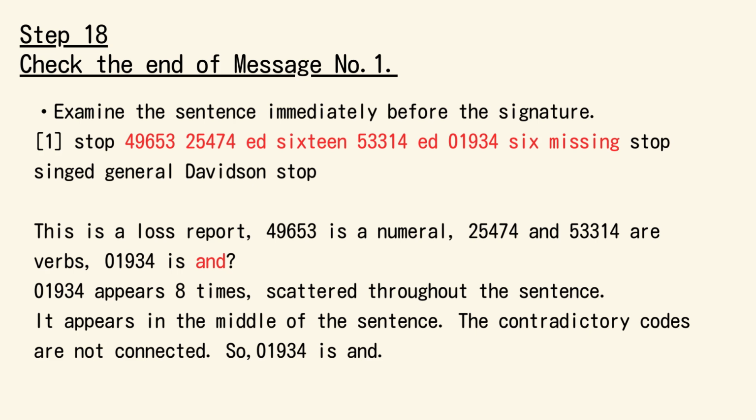Step 18. Check the end of message number 1. Examine the sentence immediately before the signature. This is a loss report. 49653 is a numeral, 25474 and 53,314 are verbs, 01934 is and. 01934 appears 8 times, scattered throughout the sentence. It appears in the middle of the sentence. The contradictory codes are not connected. So 01934 is and.